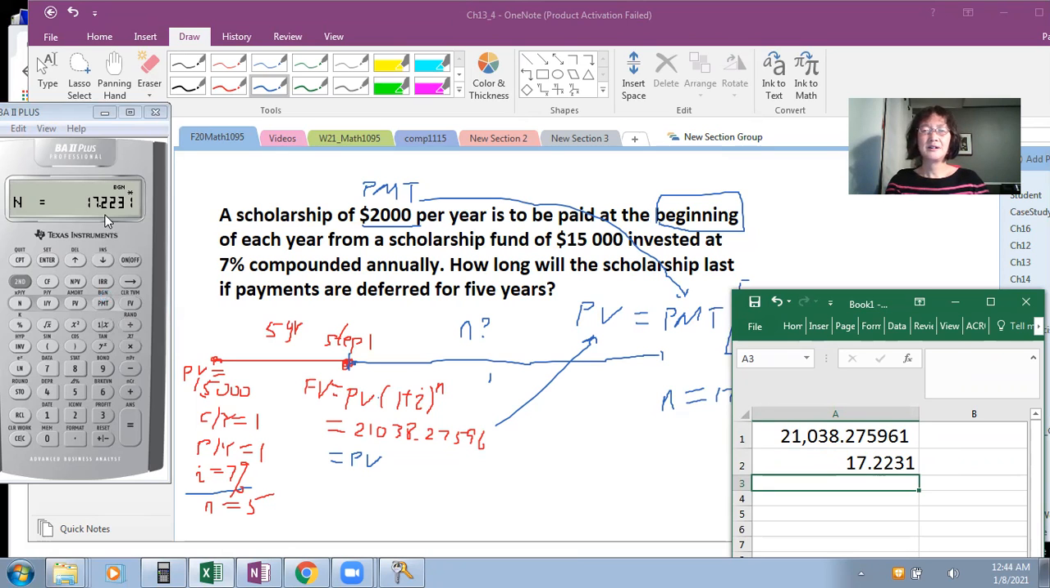All right. In summary, in this lecture we covered deferred annuities due. Basically, you need to set up your calculator to begin mode. You can also use Excel to do it. Usually, there are 2 steps involved.